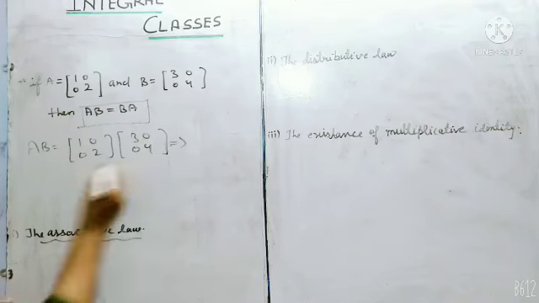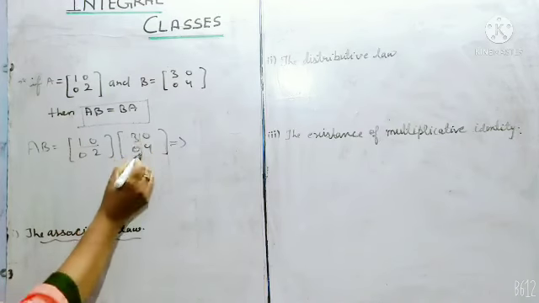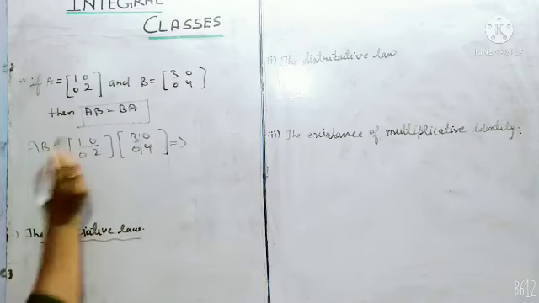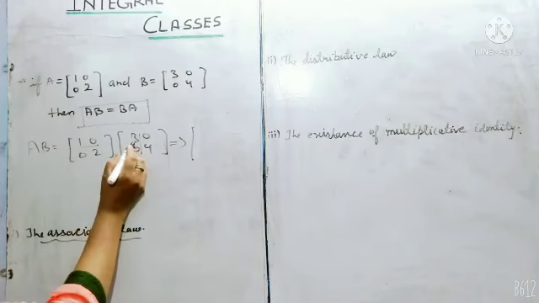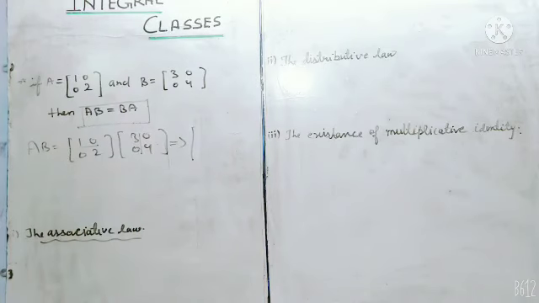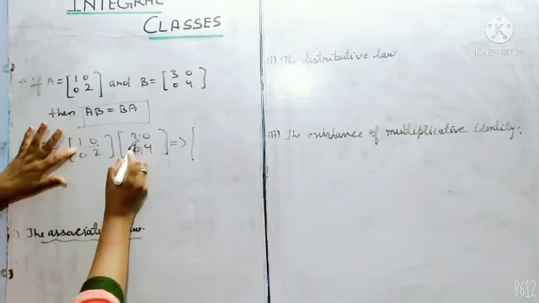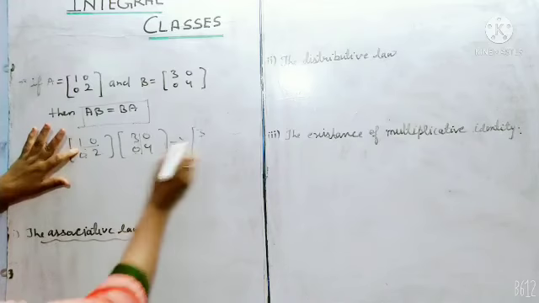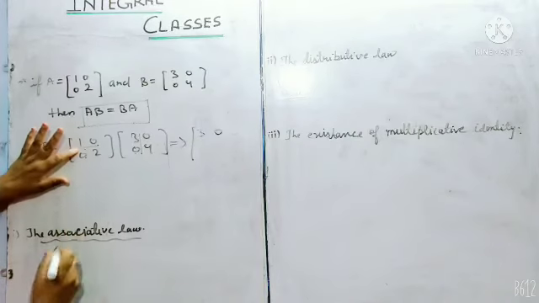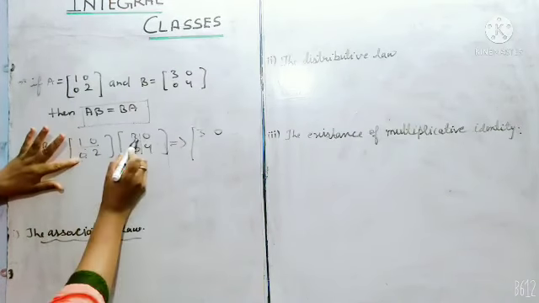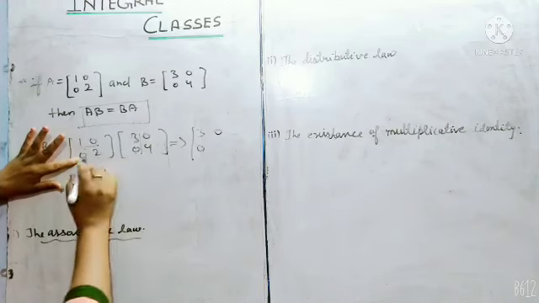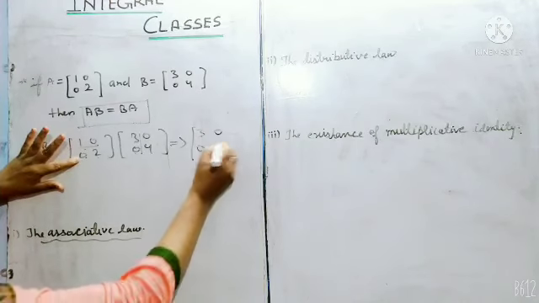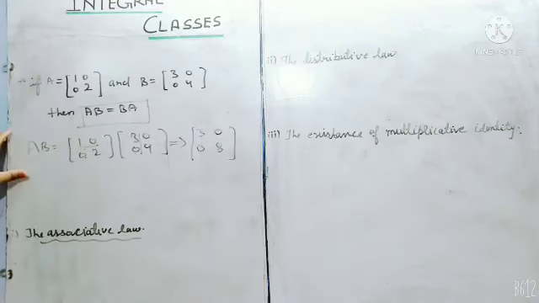So how will we multiply? First row, first column, then first row, second column. So 1 into 3 is 3, and 0 into 0 is 0. Again 1 into 0 is 0. Again 2 into 3 and 0 becomes 0, and 0 into 0 and 2 into 4 is 8. So we get the product AB as [3 0; 0 8].